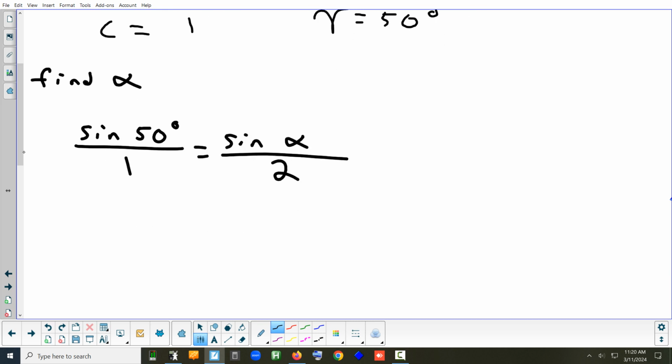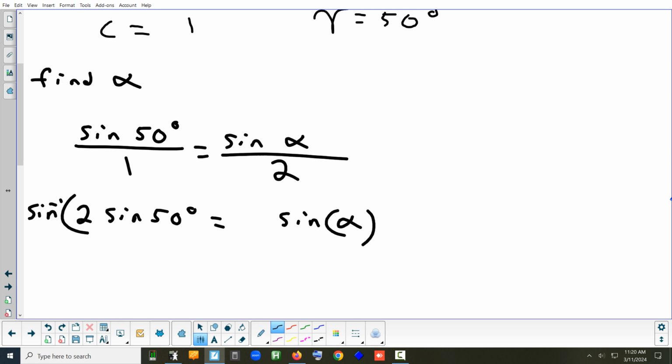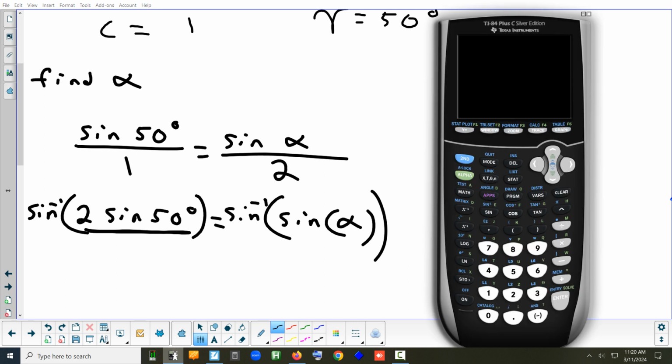Okay, so all I'm going to do is multiply each side by 2. So you get 2 sine 50 equals sine alpha. And what do we do now? Take the inverse sine of 2 sine 50. Now, what does the number that you take the inverse sine of have to be between? It's got to be between negative 1 and 1.